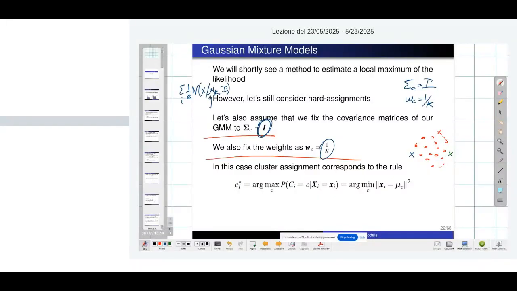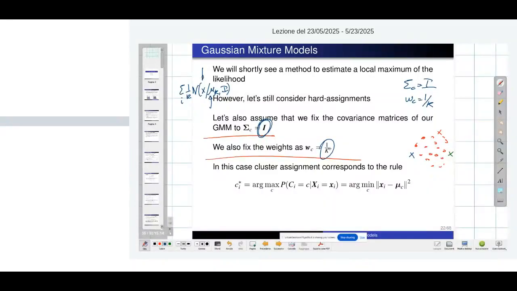The only parameters that we estimate are the means of the Gaussians. Nobody forces us to estimate all the parameters, of course. This may be a worse fit than if I estimated everything, but it's still a valid model. I can train a model where these are the constraints that I want to meet. Now, let's see what happens in this case.